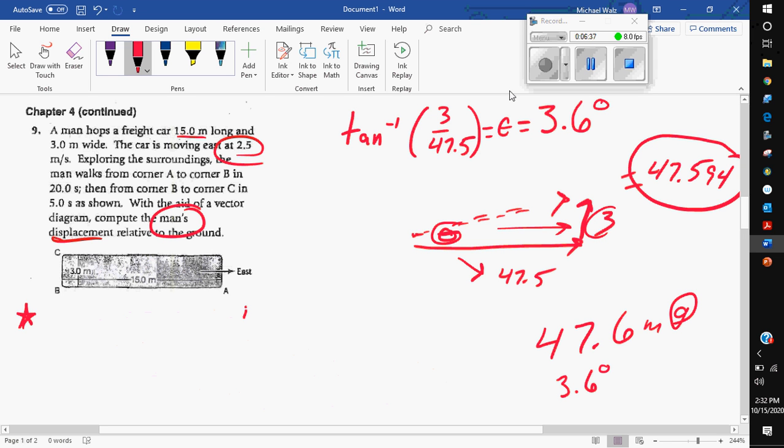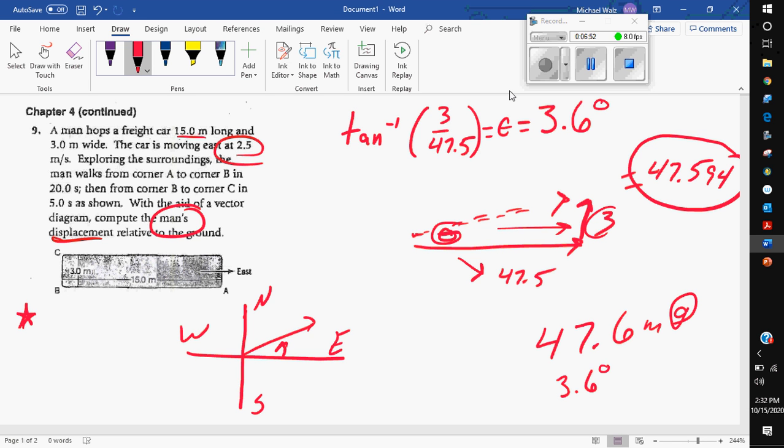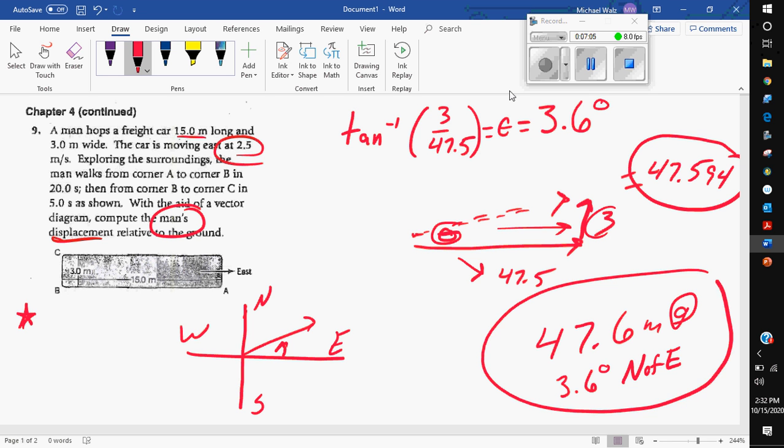Here's the north, south, east, west. This is our vector. This angle is north of east because this line is north of the east axis. So you've got to put north of east there, and that's your final answer. Any questions on that?